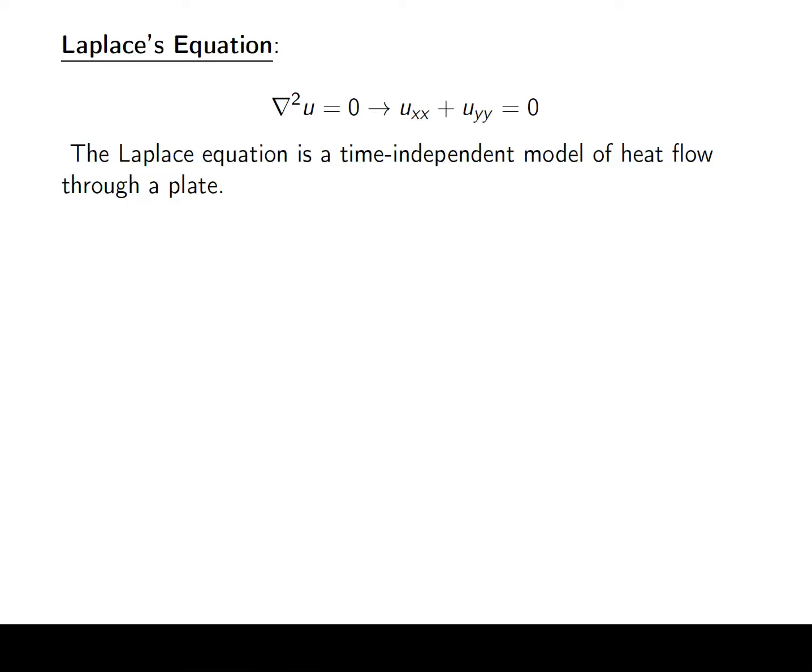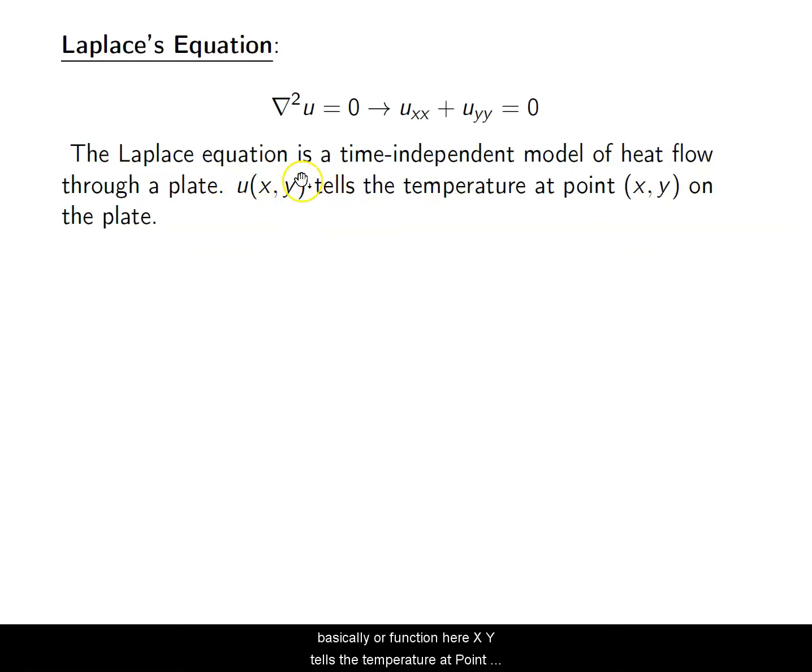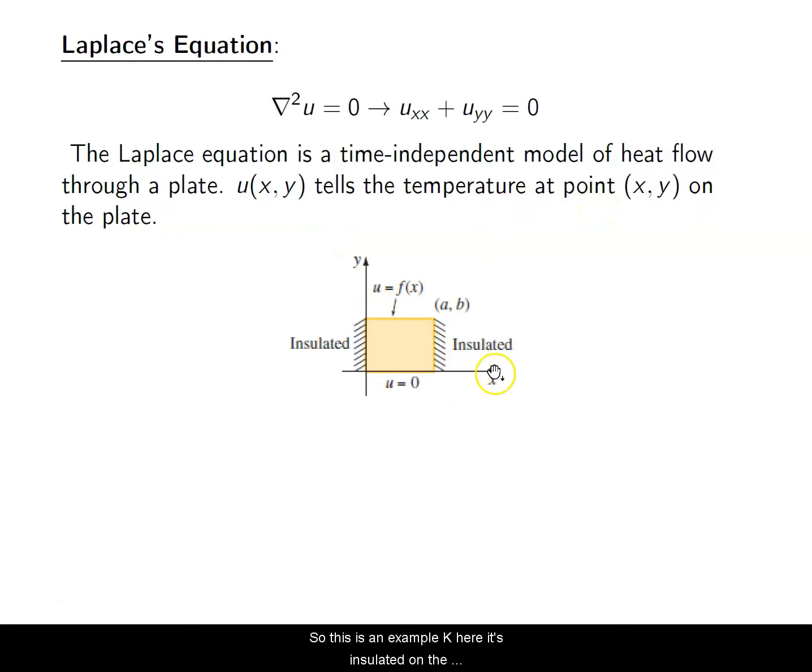So we're modeling, in this case, the heat flow through a plate, not as time progresses, but just at different positions, right? So we'll talk about this later with our initial conditions and our boundary value conditions. But if we have, let's say, a hot plate, either heat is being applied uniformly, or perhaps heat is only being applied at an edge, right? So basically, our function here, u of x, y, tells the temperature at point x, y on the plate, right? Not as it changes over time, just where is the heat at. So this is an example.